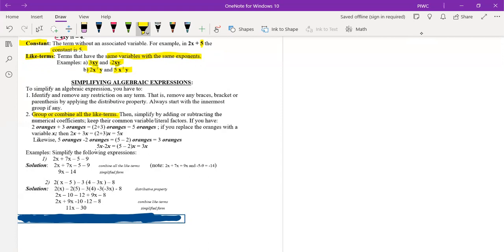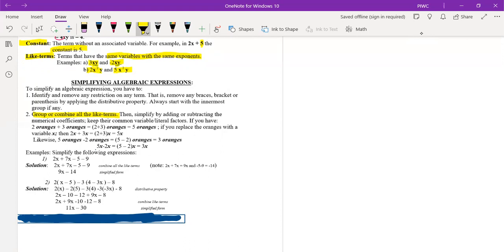Assuming that you have 2 oranges, right? And you're adding 3 oranges. How many oranges would I have? I'm going to end up with 5 oranges, right? So 2 plus 3 oranges gives us 5 oranges. So look at what is happening here. If you replace the oranges with a variable x, then you have 2x plus 3x, which is equal to 5x.